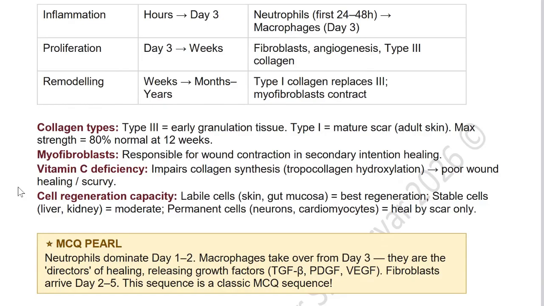Then you've got cell regeneration capacity. Labile cells like skin and gut mucosa regenerate best. You've got stable cells like liver and kidney, they're moderate. And then you've got permanent cells like neurons and cardiomyocytes. These heal by scarring only.